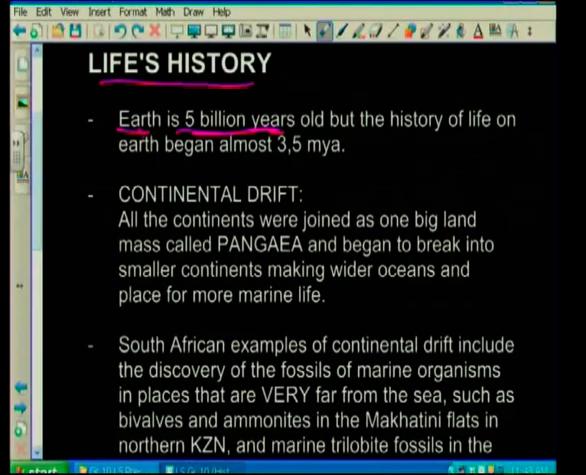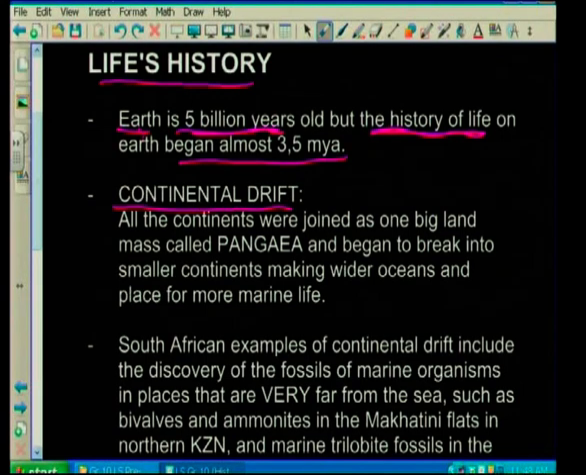So the Earth is 5 billion years old, but the history of life, the history when man began to record, according to fossils began almost 3.5 million years ago. How can one ascertain that life began and the key events were recorded 3.5 million years ago? By looking at the age of fossils, scientists and geologists can infer that life on Earth started 3.5 million years ago.